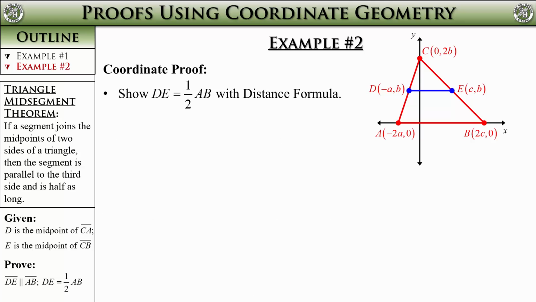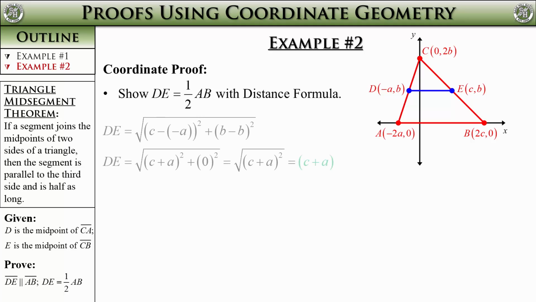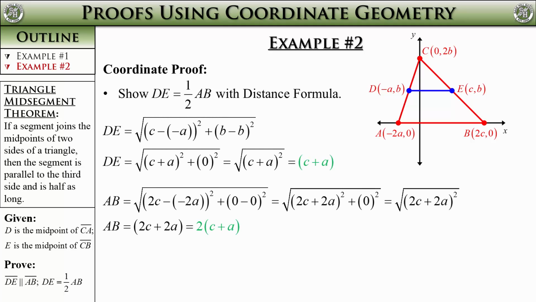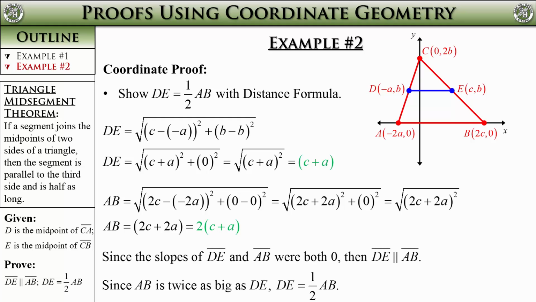The second part needs us to show that DE is 1/2 of AB. We need to use the distance formula to do that. Time to actually churn out those distance formulas. You should end up with these answers. Notice how AB is twice as large as DE. That's what we needed for the second part of our prove line. That's all for our coordinate proof.